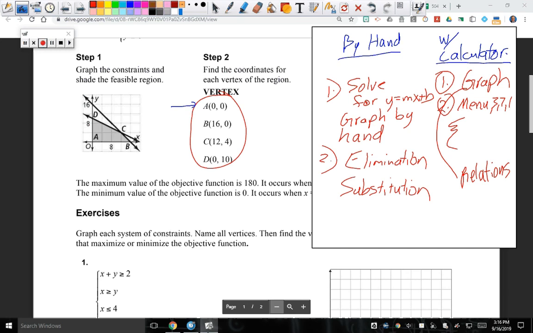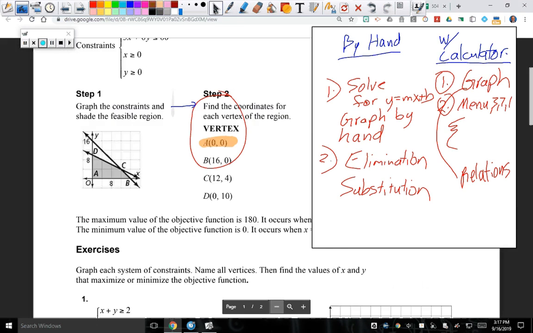So now, let's go back. How could I find C? Which two equations would I use to find C if I was doing it by hand? What would y'all say? What's one of the equations that I could use? Let me scroll down just a little bit so that you can see this.